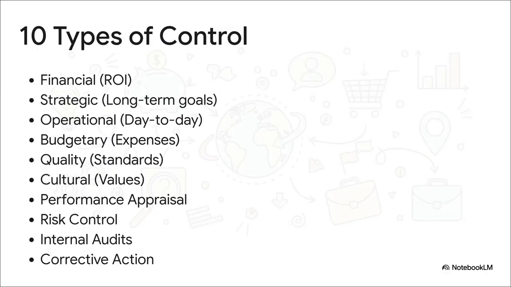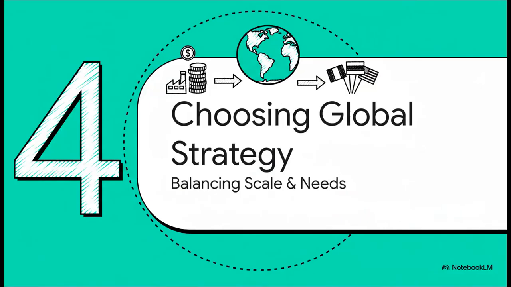Now, for the exam, you need to remember that control is about way more than just money. Don't just mention financial control. You have strategic control to make sure you're hitting long-term goals. You have operational control for the day-to-day stuff. And then you have these equally important controls like quality control for standards. And this is a big one, cultural control, which makes sure the company's core values are being followed everywhere. This section here is absolutely vital.